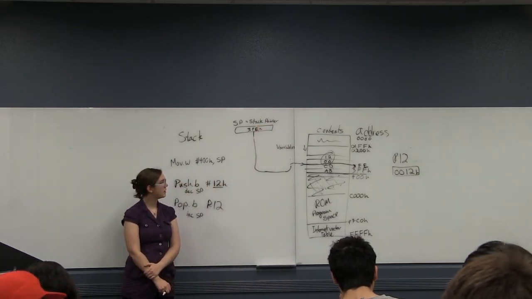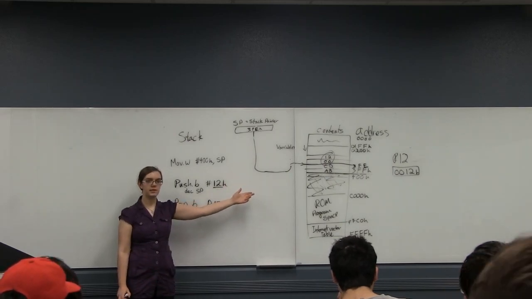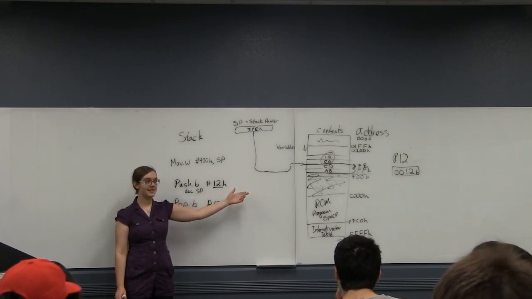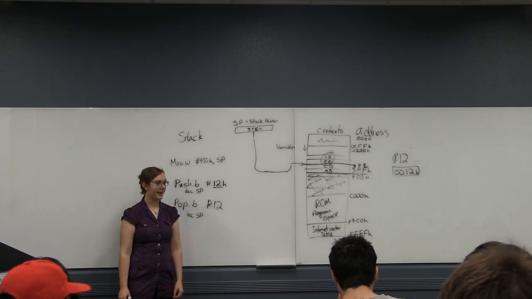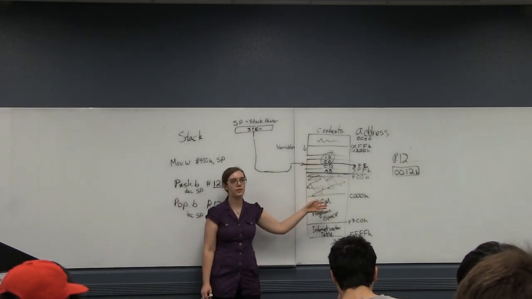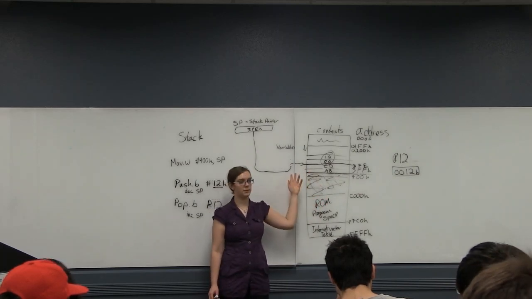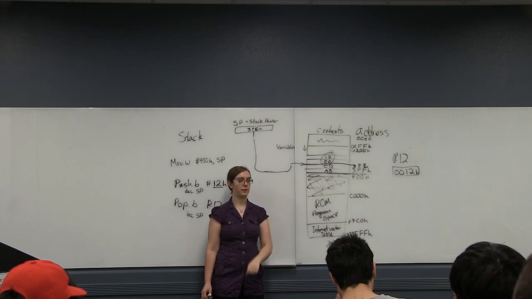So why don't we have to erase that? Why don't we have to set those to zeros? Anyone want to hazard a guess? Well, because when you push something back on, it'll just overwrite this. Right, yeah. So this is essentially lost. We don't have to waste time clearing that out because the next time we push something onto the stack, that value will be overwritten.